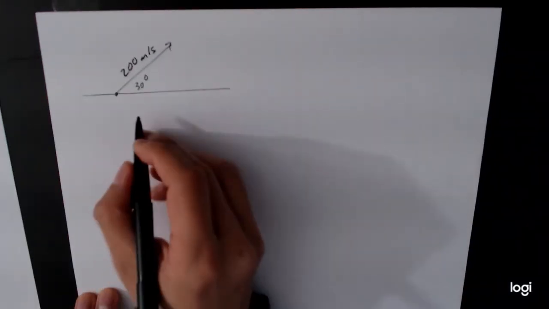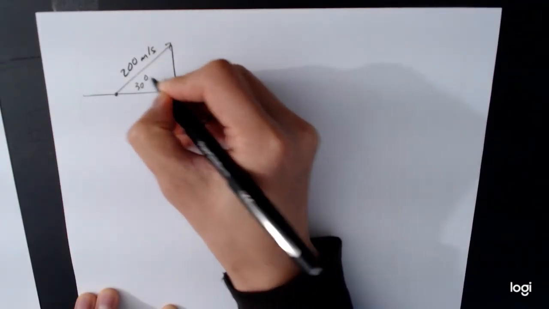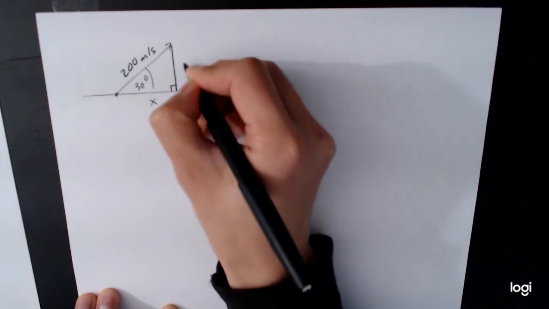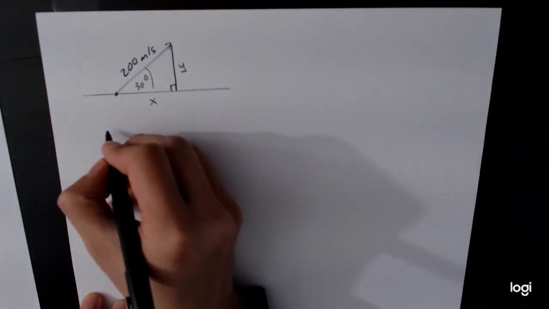And our job is to decompose this into a horizontal component and a vertical component. So I'll draw a right triangle like this. There's our 30 degree angle. 200 meters per second is the length of that vector. Let's label this part X and this part Y. Now we've seen this many times before. Once we've reduced this into a right triangle, we should know what to do.